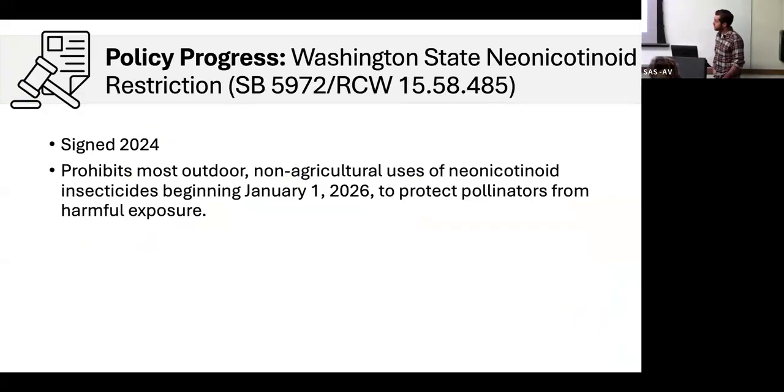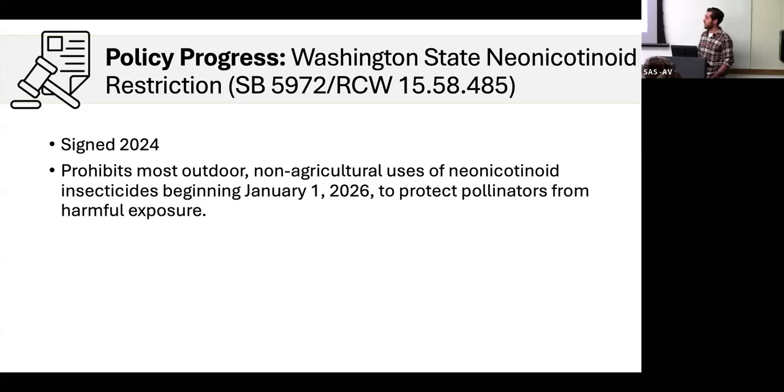So back to the policy progress here in Washington State, we last year also passed a neonicotinoid restriction. So neonics are one of the worst classes of pesticides, super harmful to insects. There are also tons of negative consequences for all different sorts of organisms, including humans. They've been linked to birth defects and cancer and all sorts of other stuff. So they're bad news. A lot of different parts of the world have been completely banning these. Perhaps not surprisingly, the US is lagging on that.